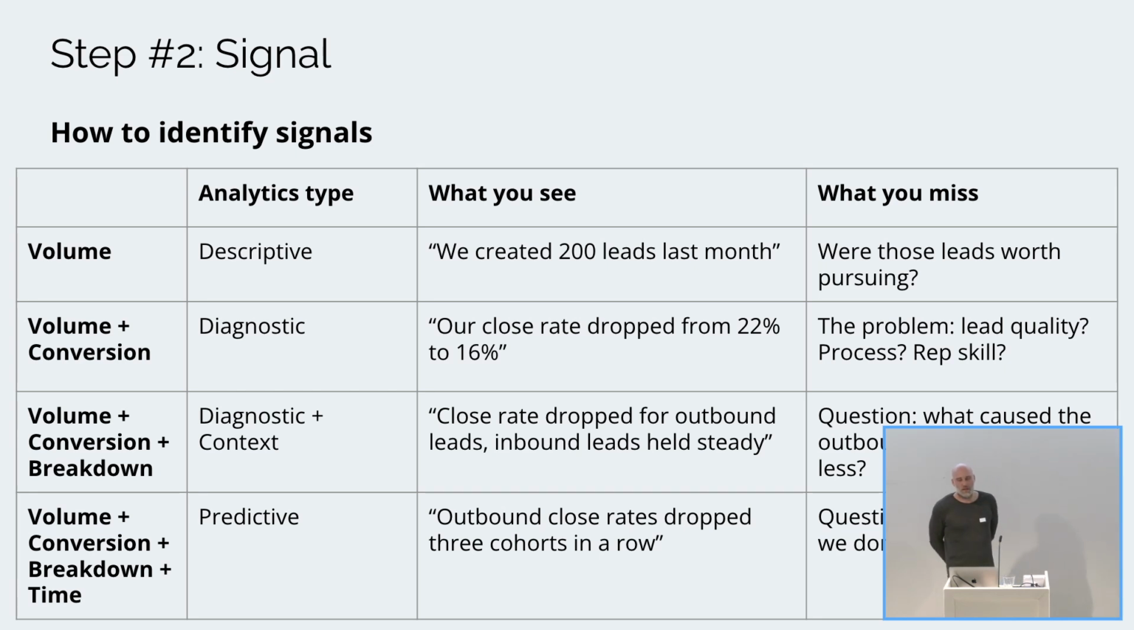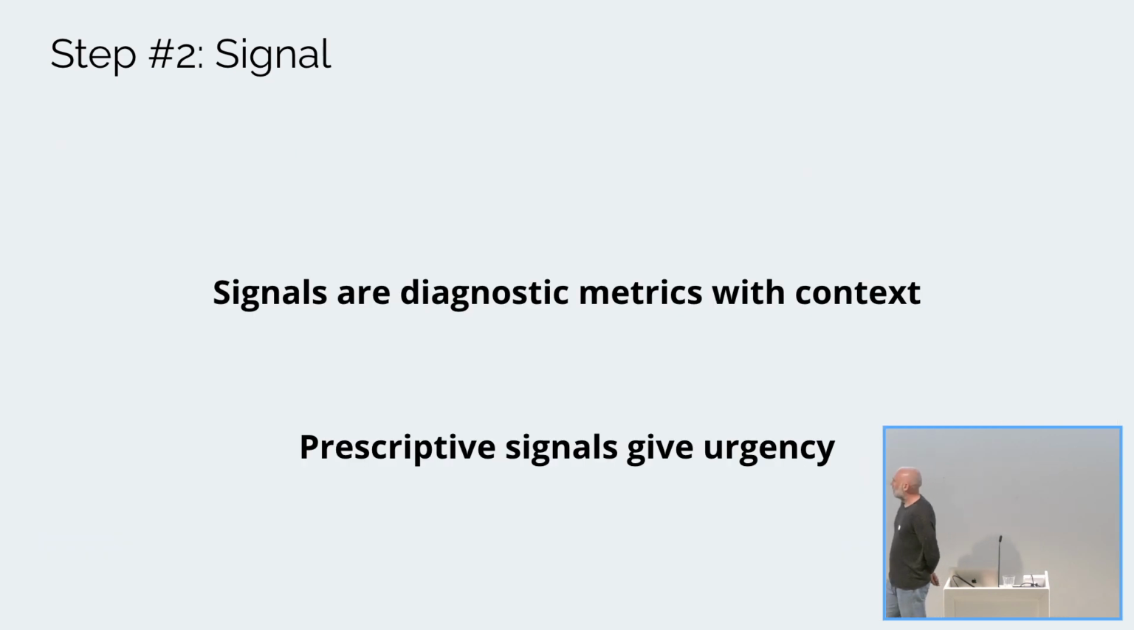And then if you want to go even better, then you can add the time metrics to it, and suddenly it becomes predictive, and then you can ask yourself the question, hey, what happens if we don't act? So signals are basically diagnostic metrics with context, and if you have a prescriptive signal, then it will really help you to sell your feedback loop internally, because then it also gives you urgency.